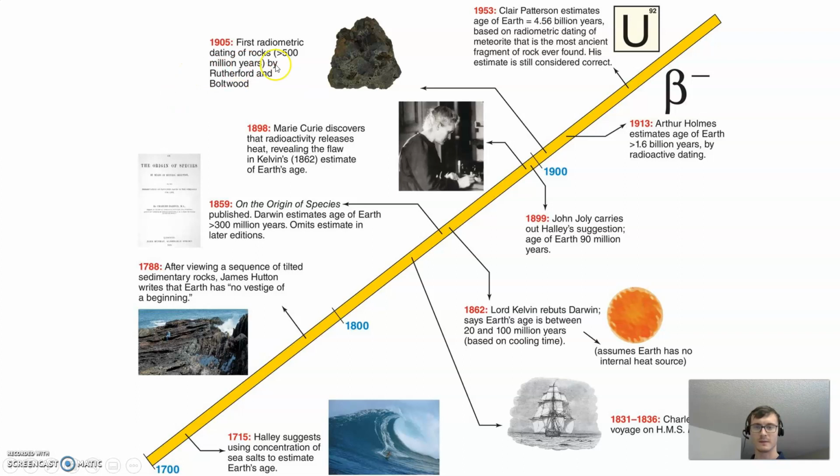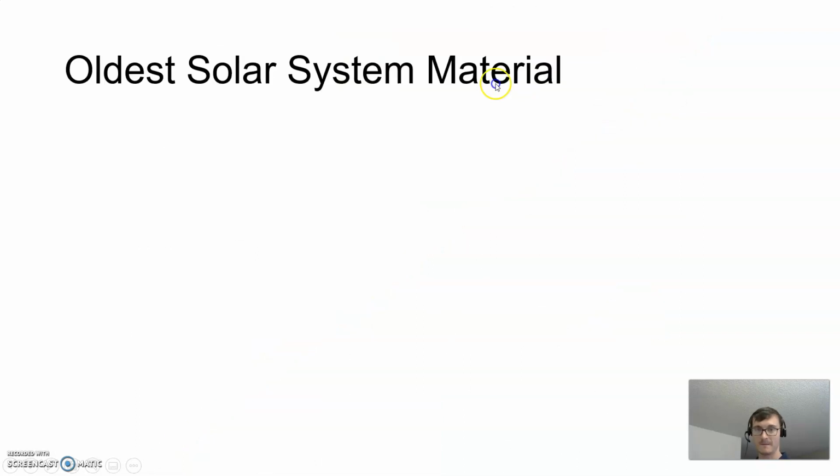So here is our full timeline of folks trying to answer this original question, how old is the Earth? Everything from Halley, looking at the saltiness of the sea, all the way up till here. In the 1950s, Claire Patterson looks at the age of the Earth as being 4.56 billion years based on radiometric dating of a meteorite. This estimate is still considered to be pretty close.